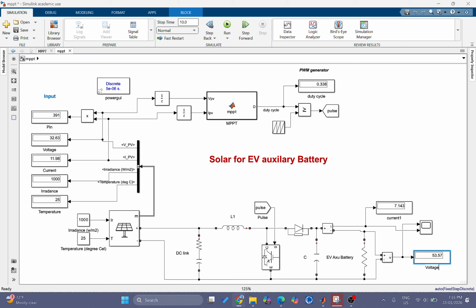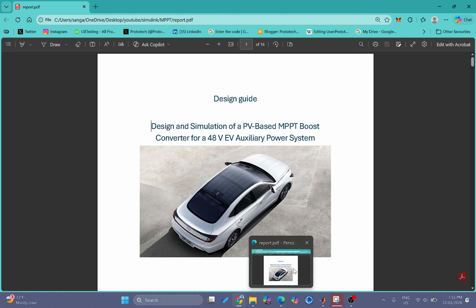Hello everyone. What if a solar panel could directly support an electric vehicle's auxiliary system? Something like this. In this video, I will show you a complete photovoltaic MPPT boost converter designed to supply a 48-volt electric vehicle's auxiliary bus, and it is simulated entirely in MATLAB Simulink.